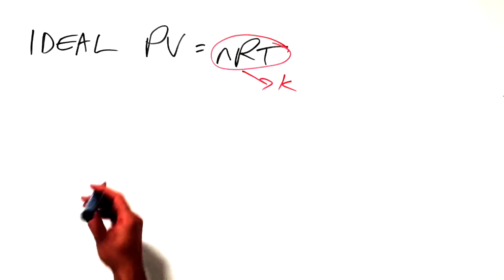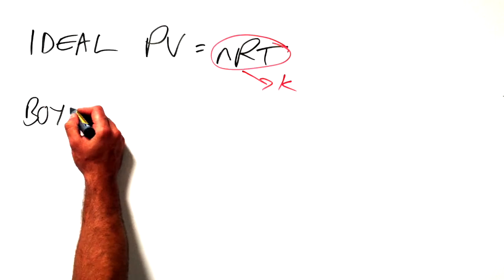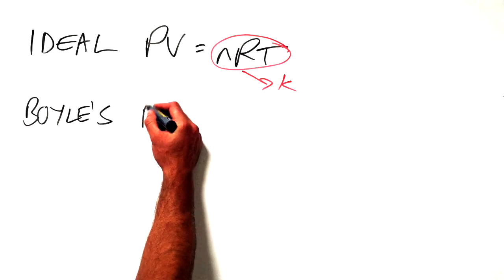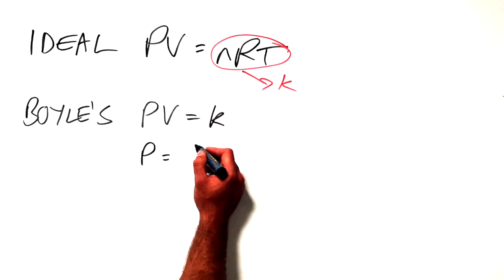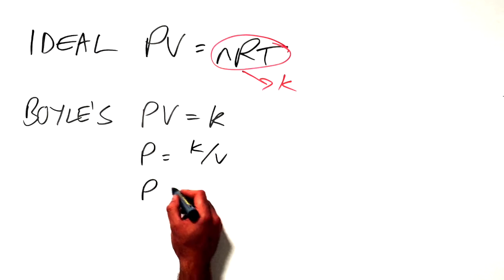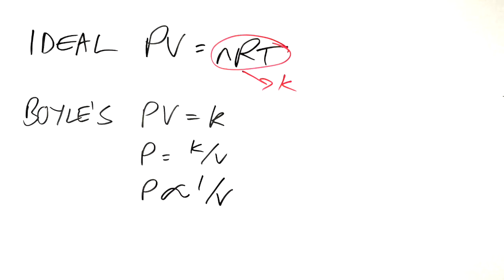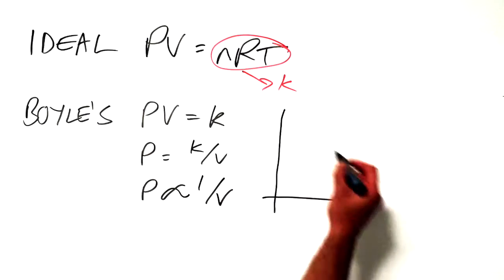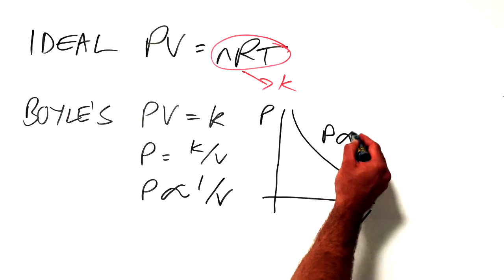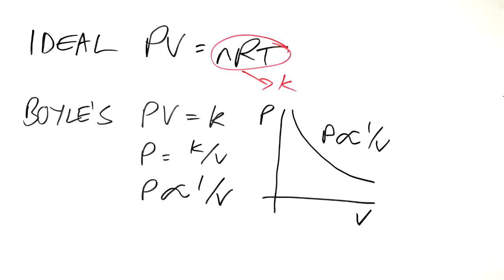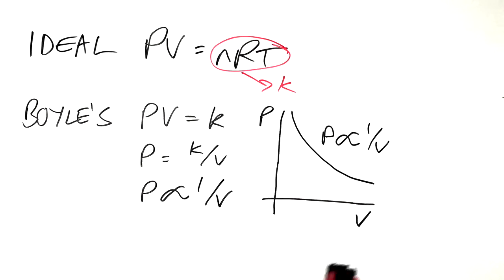If we set number of moles, universal gas constant, and temperature as constants, then we can see Boyle's law, which is pressure times volume is equal to a constant. Therefore, pressure is equal to a constant divided by volume, or pressure is inversely proportional to volume. This will derive a rectangular hyperbola graph where for every incremental increase in volume, there's a proportional decrease in pressure. This is different to an exponential.